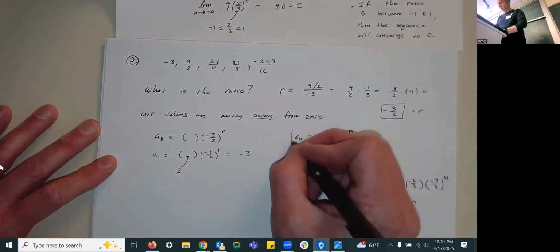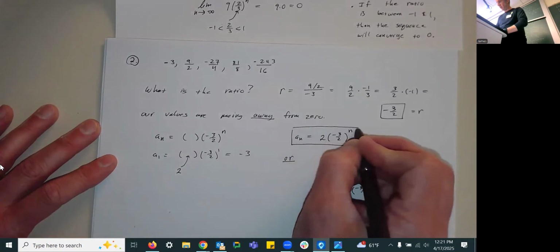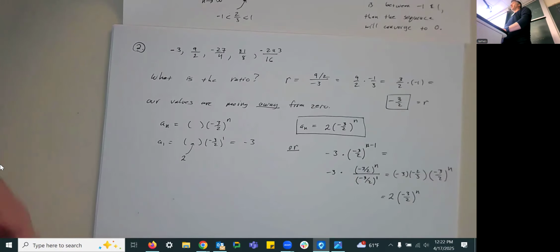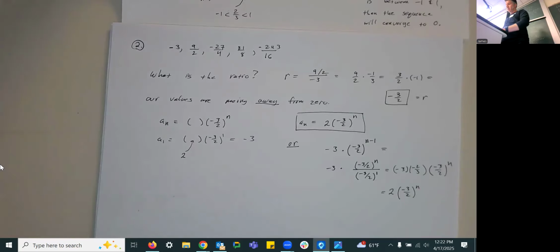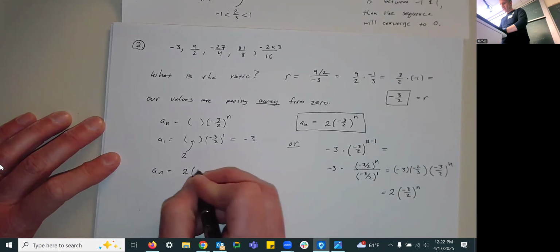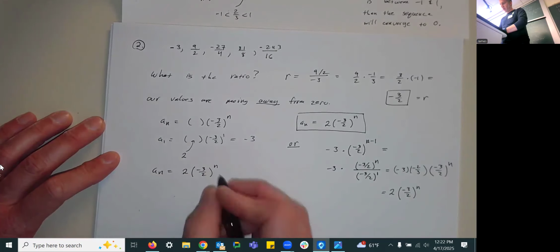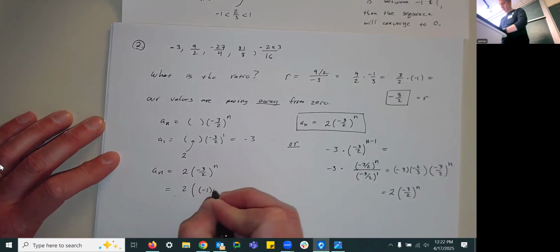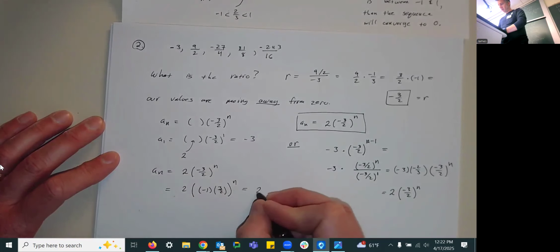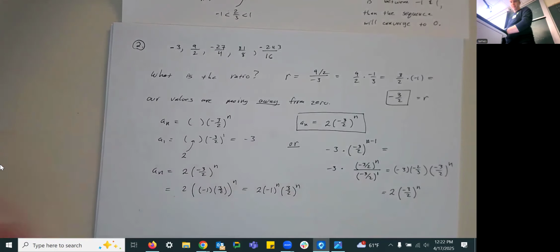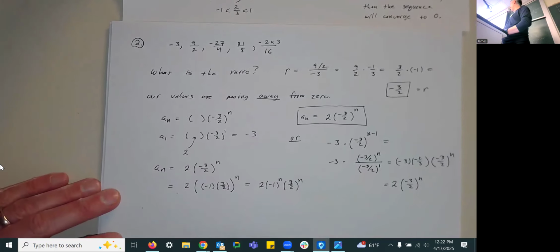I kind of like doing it the first way I did it, but that's not the only way to do that. I will also mention that when you have a ratio that's negative, we often break it up into two pieces. Instead of writing a sub n is equal to 2 times negative 3/2 to the nth power, we could rewrite this as 2 times negative 1 times positive 3/2 to the nth power, and then break it up as 2 times negative 1 to the n times 3/2 to the n. Is that necessary? Not really, but do people write it that way sometimes? Yes, they do.